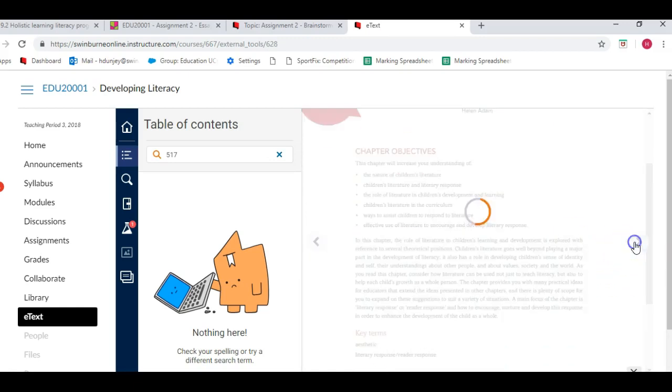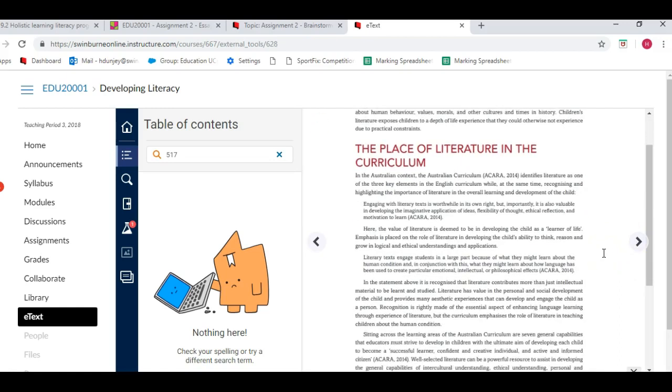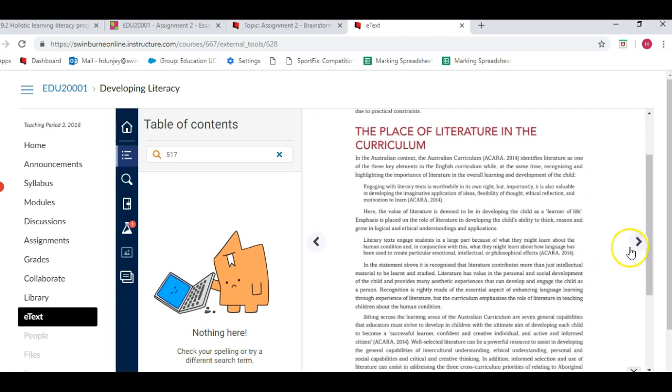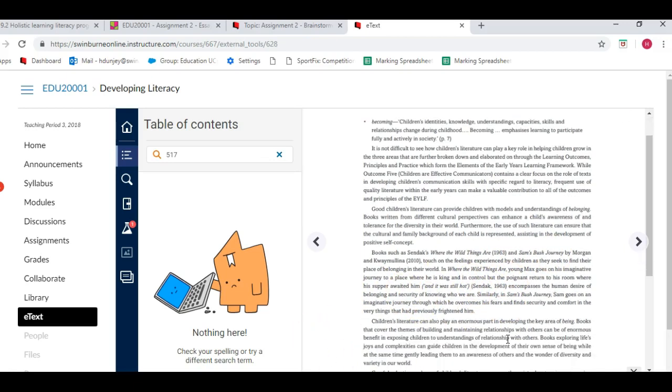So there's lots of information in regards to how you can embed children's literature into the classroom. And there's some great examples here as well. I think it's on the next page. Oh, yep, here it is. So here's a general resource that you can include. Remember, you're including two different resources for each of your approaches. So your general resource here would be a book, maybe possibly Where the Wild Things Are, Sam's Bush Journey. There's some other ones mentioned here as well. So you would use that as your general resource.